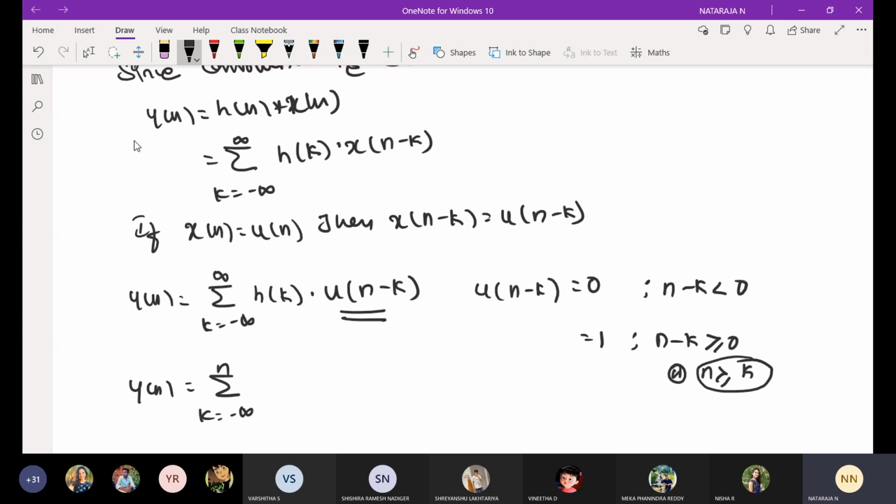Based on this, I can write h of k into u of n minus k. Unit step function, whatever the condition may be, the amplitude will be 1. Am I right? I can write 1 for this. So the whole equation I can also write as s of n. Why have I discussed this equation here? Because we will solve some problems based on the shifting property. I am going to change the limits of this infinity.